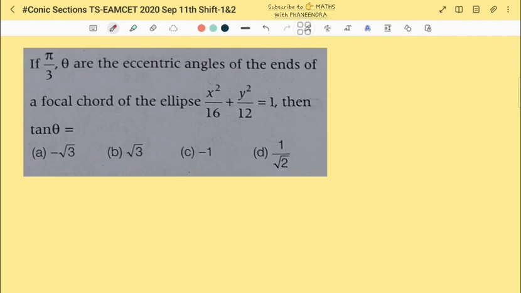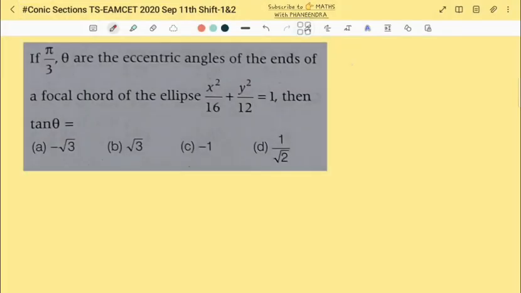These eccentric angles, we have one formula in the ellipse. I will give one shortcut formula which is also there in the IPE. Just I will revise.